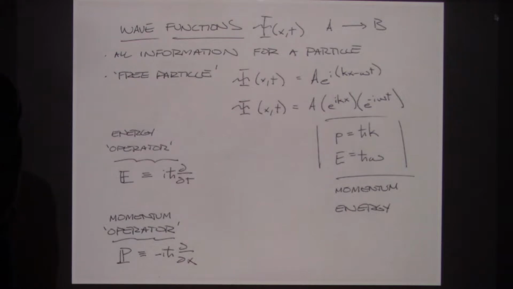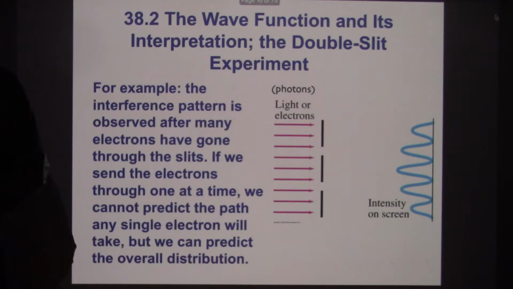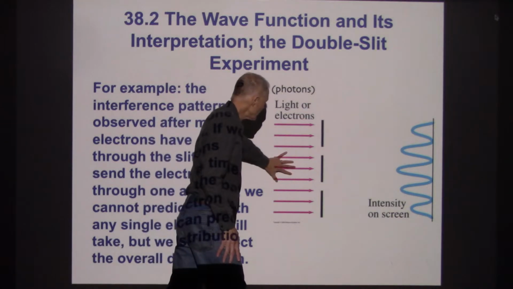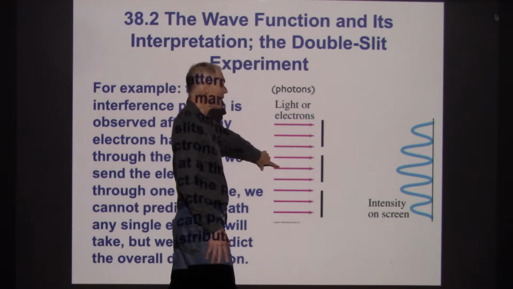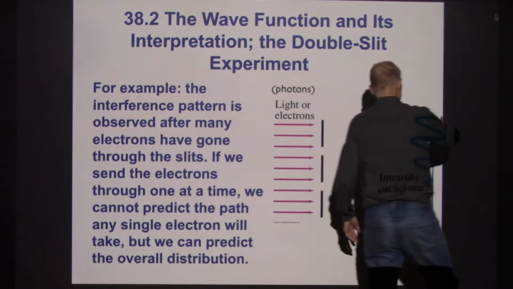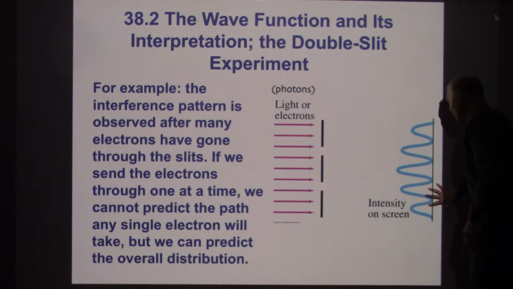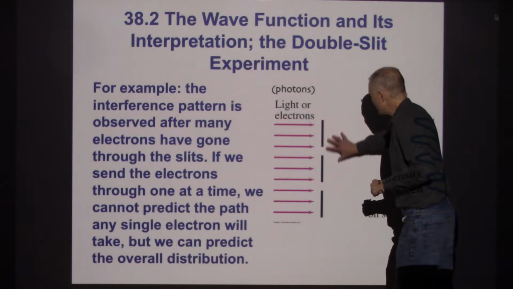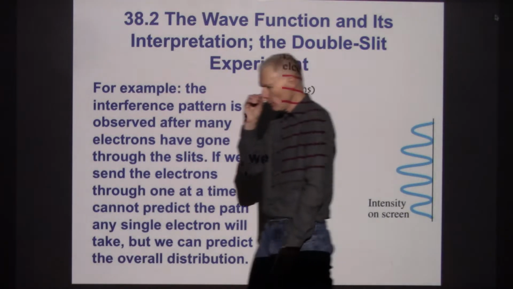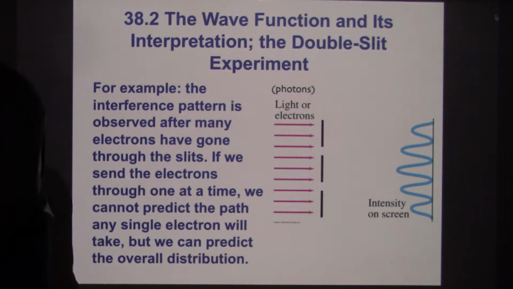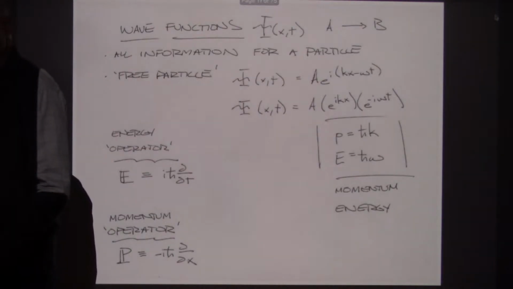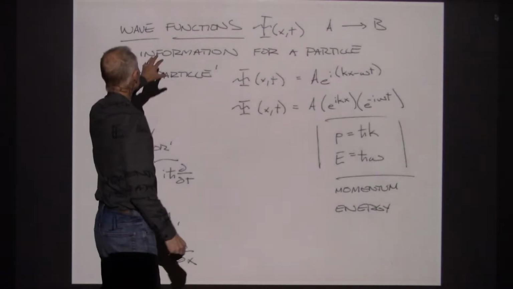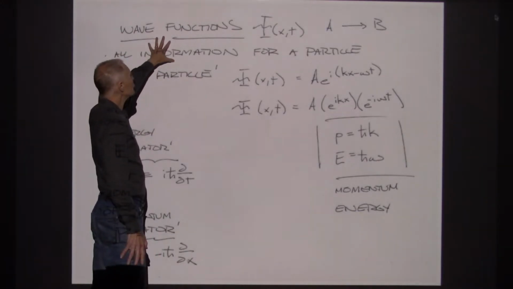So let's go back to this picture. Let's say we have electrons coming along here. We'll call this region A, and region B is over here on a screen. And between point A and point B, we've got some barriers set up. And what we want to ask is, how do we represent electrons or photons going from region A to region B? And we use what's called a wave function.